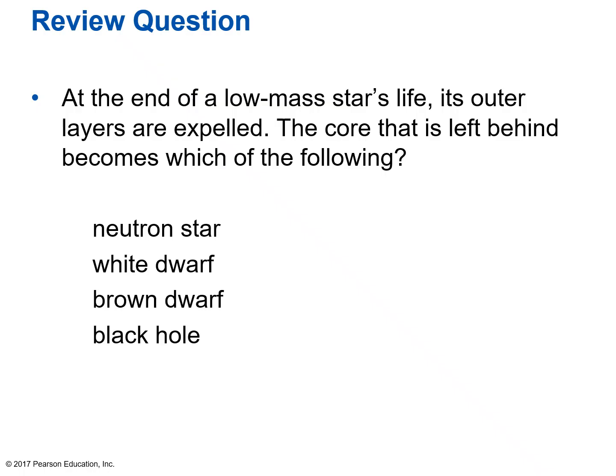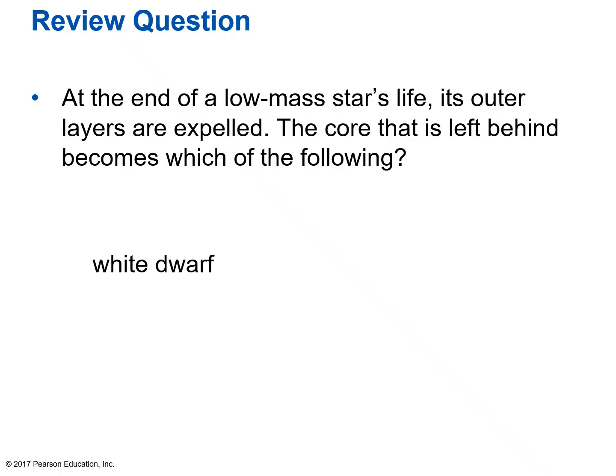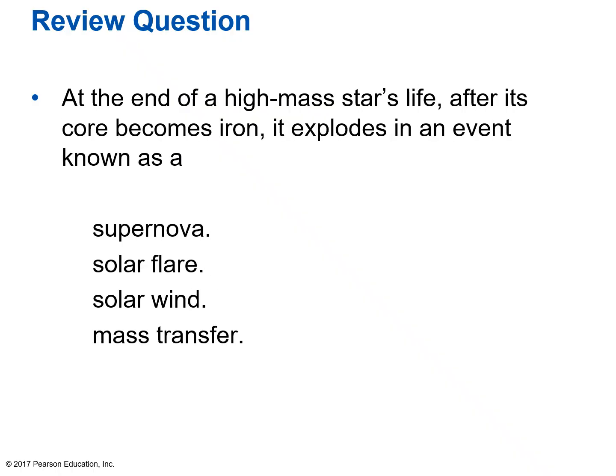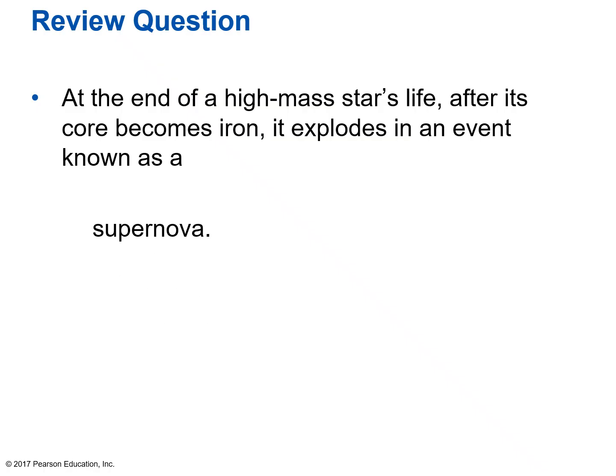Next review question, at the end of a low mass star's life, its outer layers are expelled. The core that is left behind becomes which of the following? And hopefully you remembered it's a white dwarf. At the end of a high mass star's life, after its core becomes iron, it explodes in an event known as a supernova.